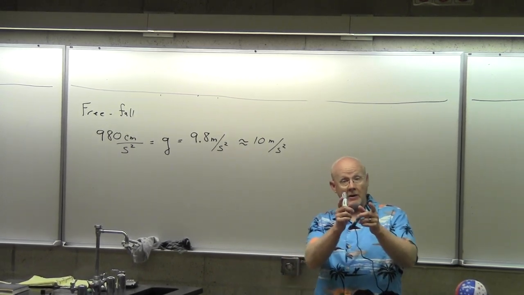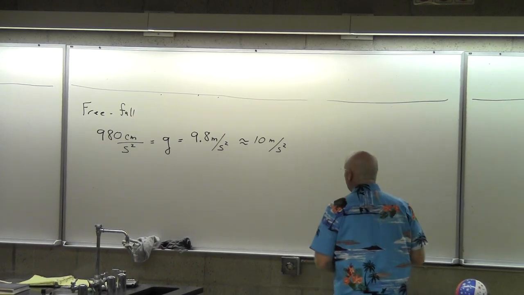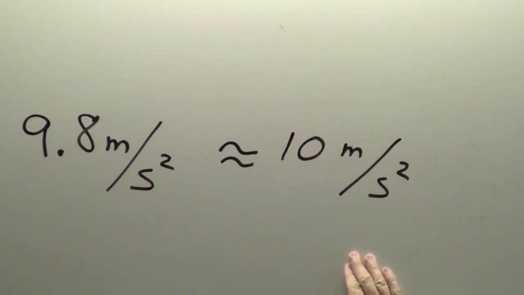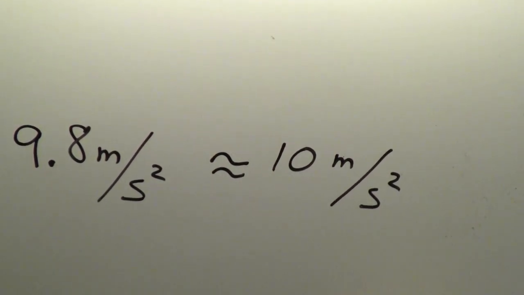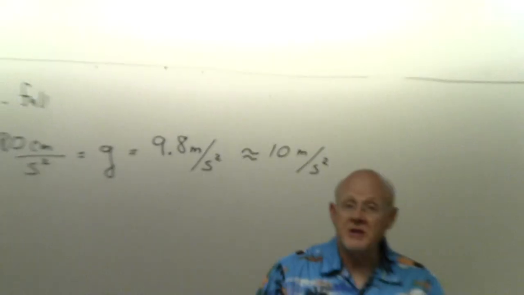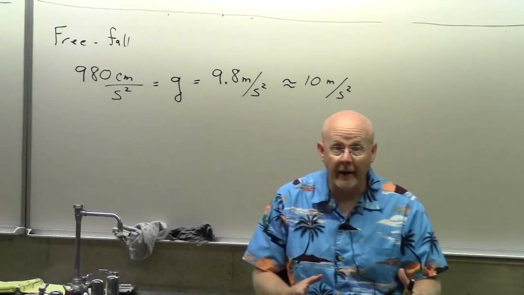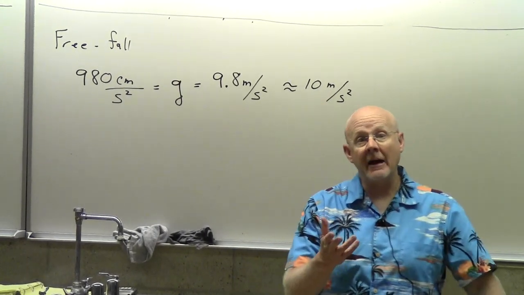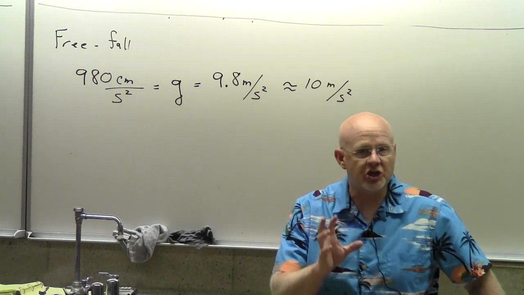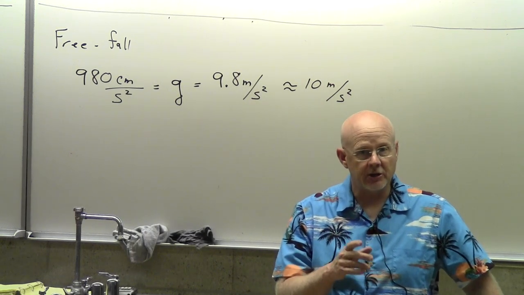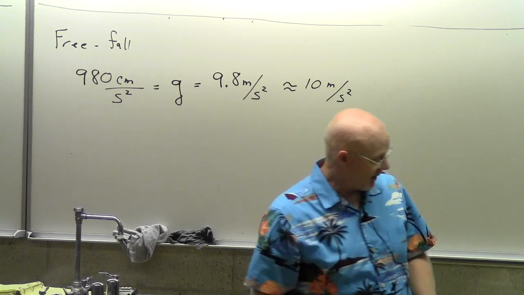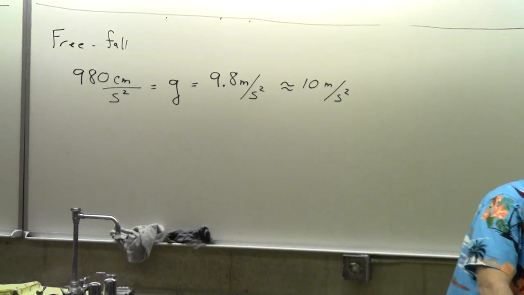Now, I should point out, did you notice that nowhere in here did I say what kind of object it was? Was the object made out of aluminum? Was it made out of wood? Was it round? Was it square? And the neat thing about it is it's true for all of those. It doesn't matter what the object is, doesn't matter what shape it is, it has an acceleration of roughly 10. It's 9.8.